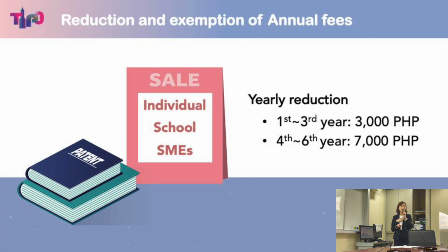In order to increase more creativity, there is a discount policy on annual fee for certain groups of people. If a patentee is an individual, a school, or a small and medium enterprise, their annual fee will be reduced. The yearly reduction for the first 3 years is about 3,000 NTD, and from 4 to 6 years is about 7,000 NTD.